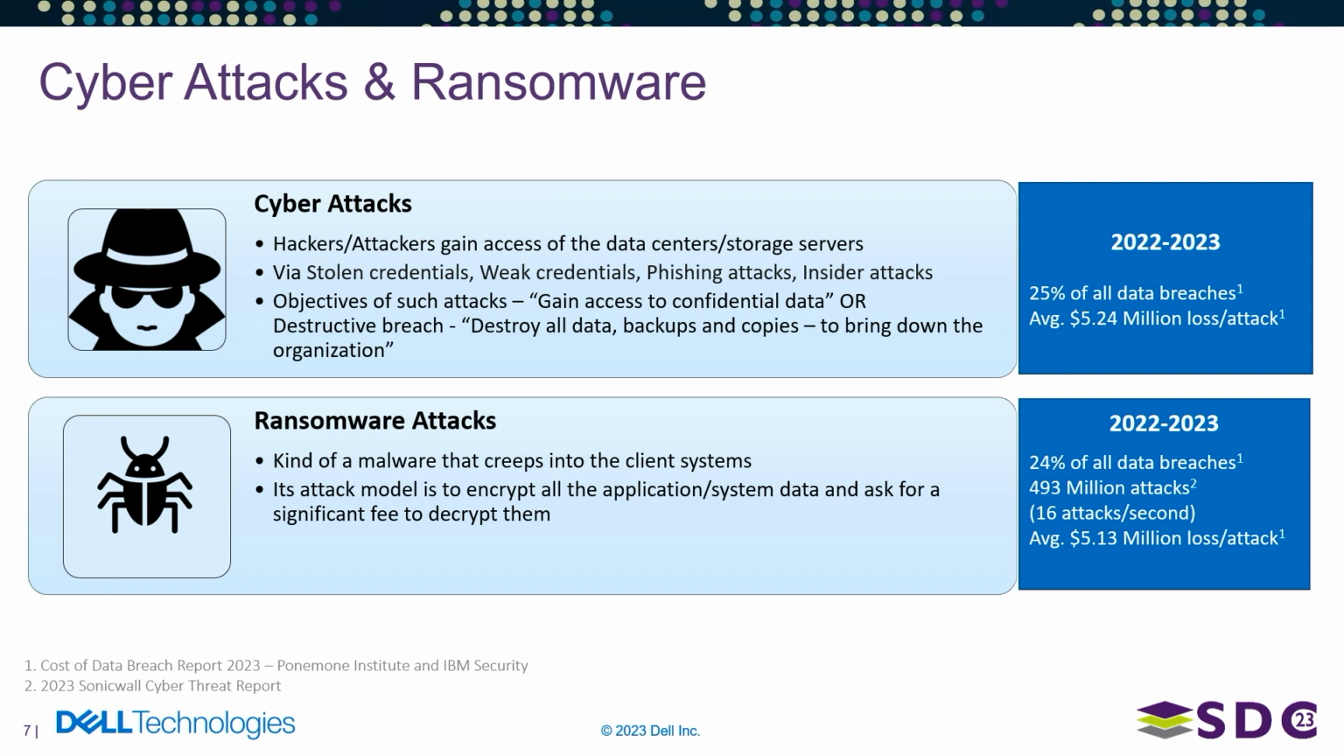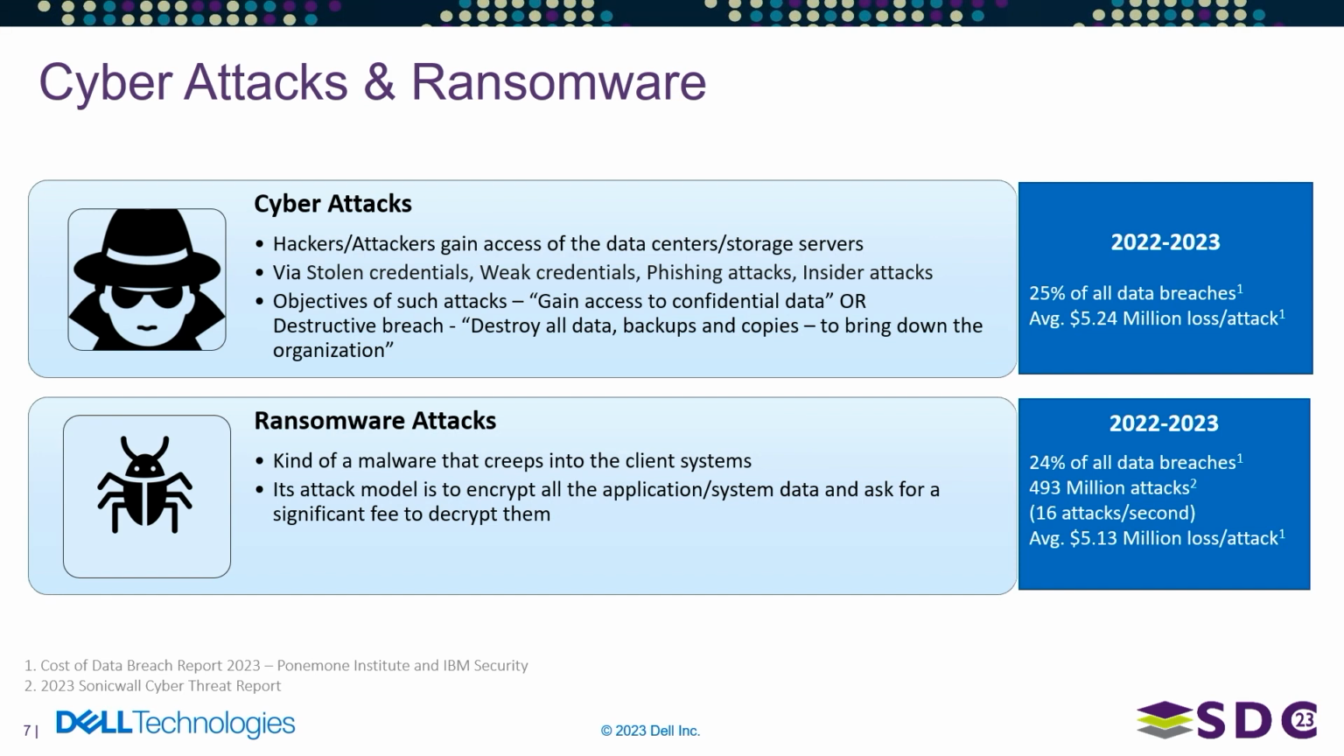I don't know why we use this image, because hackers don't look like this anymore. They just look like you and me. Anyway, we were researching, and Eric mentioned the latest data, even for August 2023, but for 2022, 25% of all breaches are attributed to cyber attacks, and the loss for each attack is about $5 million. That is just cyber attacks.